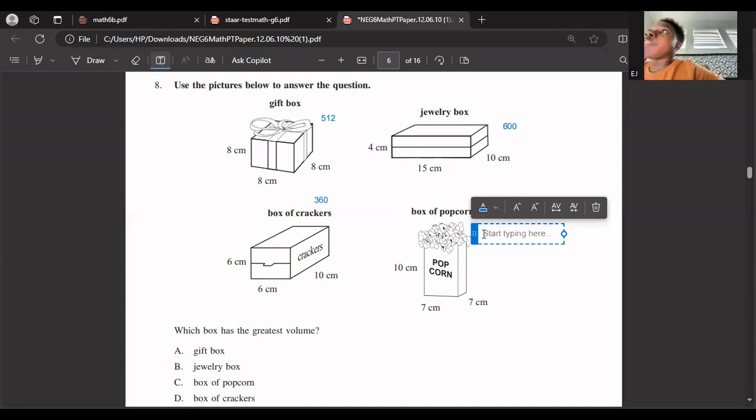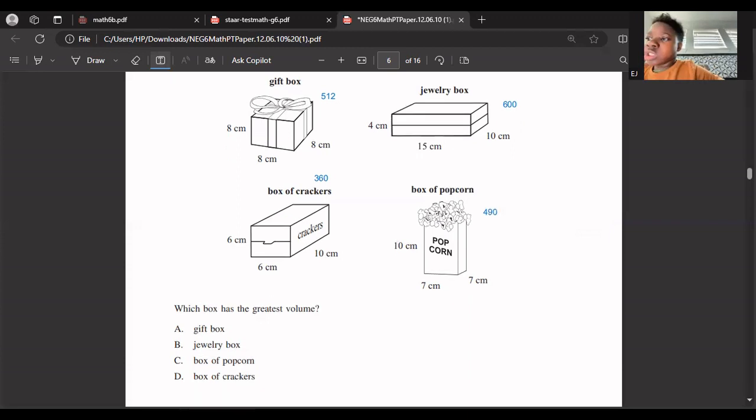7 times 7 is 49. And 10 times 49 is 490. 490, correct. So which box has the greatest volume? The jewelry box. Correct. So we move on to the next question.